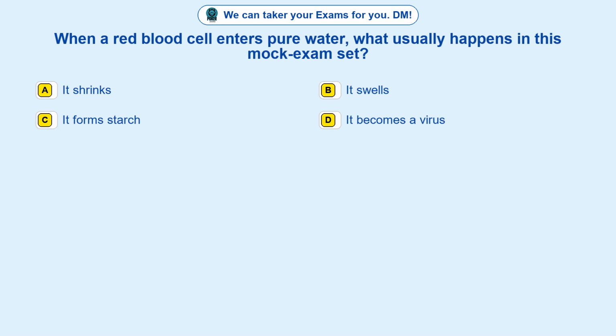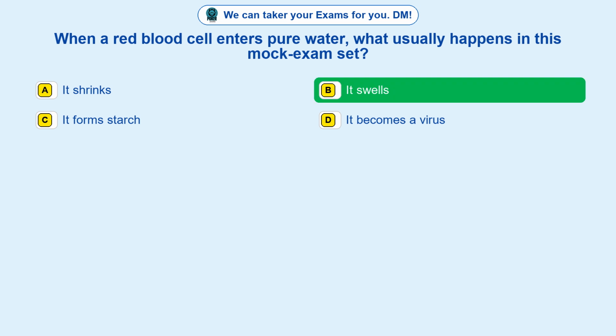Question 8. When a red blood cell enters pure water, what usually happens in this mock exam set? Option A. It shrinks. Option B. It swells. Option C. It forms starch. Option D. It becomes a virus. The correct answer is option B.